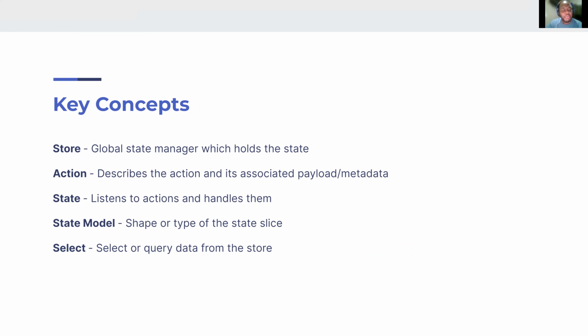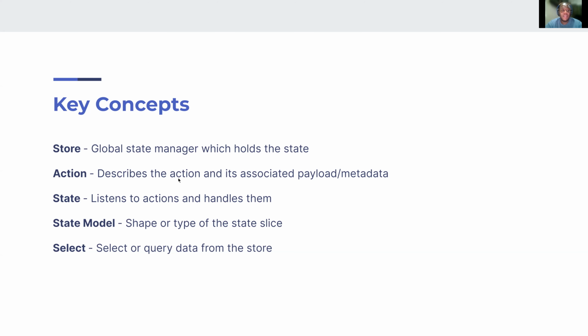So some of the key concepts in NGXS: the store, which we've already seen, is basically just a large object that manages the state, allows you to dispatch actions, and also coordinates emitting the slice of state when you request it. So basically a global state manager.